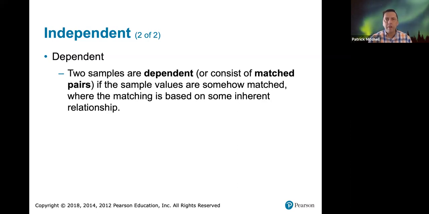So my go-to example is always you're testing to see if a particular diet is effective. So you put 15 people on the diet, you weigh them at the beginning of the diet, you weigh them at the end of the diet. And so in that case, you would want to keep those two samples in the same order. So the first value from the first sample would be matched with the first value from the second sample. Second value from the first sample would be matched with the second value from the second sample, etc. Okay, but that'll be in the next section.